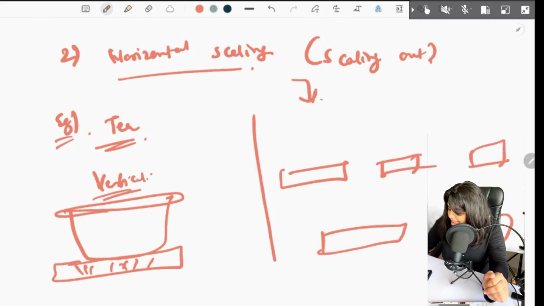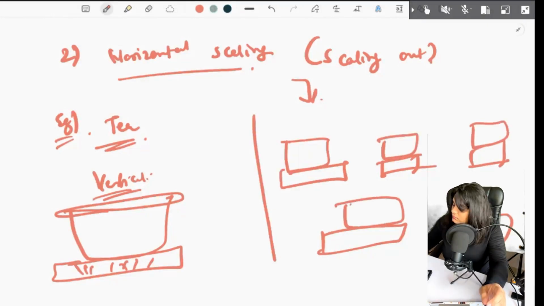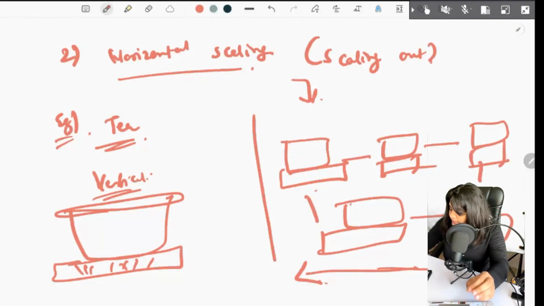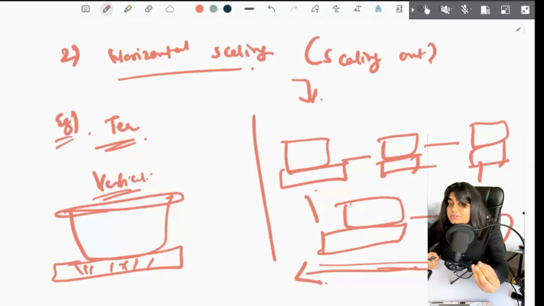Just take this as an example. These are the stoves, and these are the pots, and you are making tea for the people. So now each stove is making tea for a smaller group of people. So this is horizontal scaling. You are distributing the load across multiple resources. So what are the pros of this?